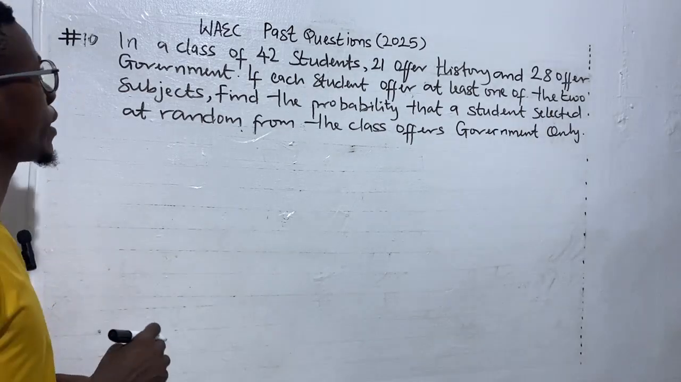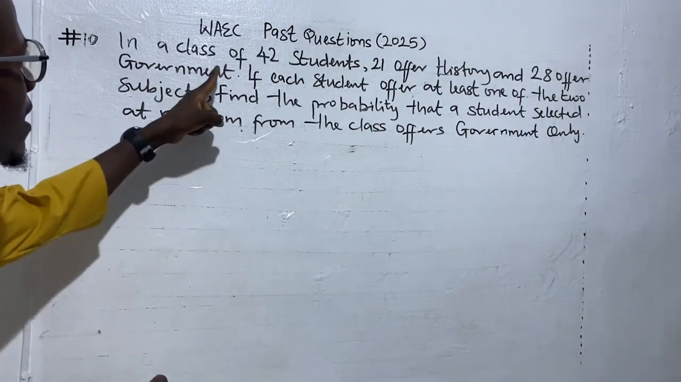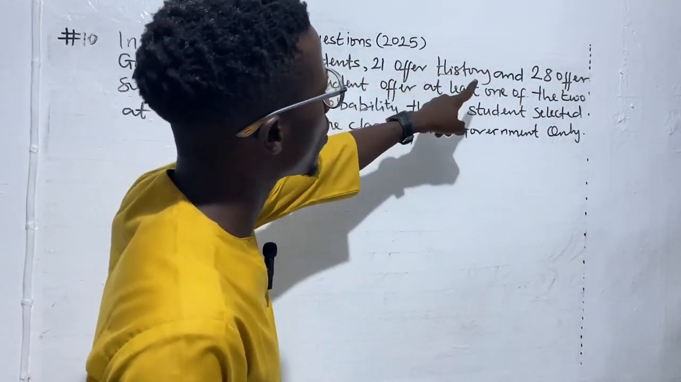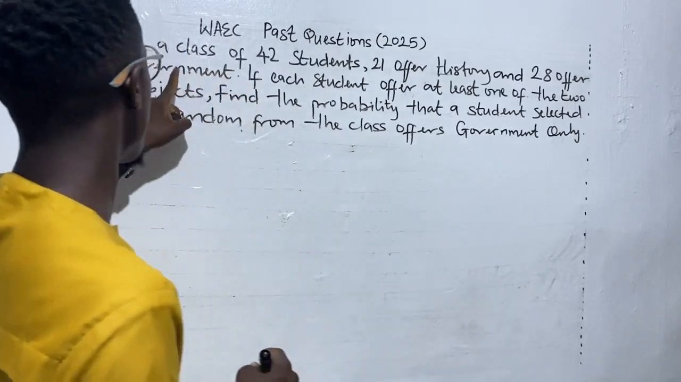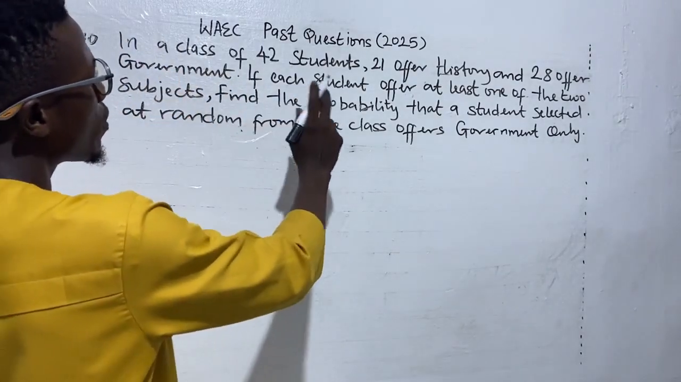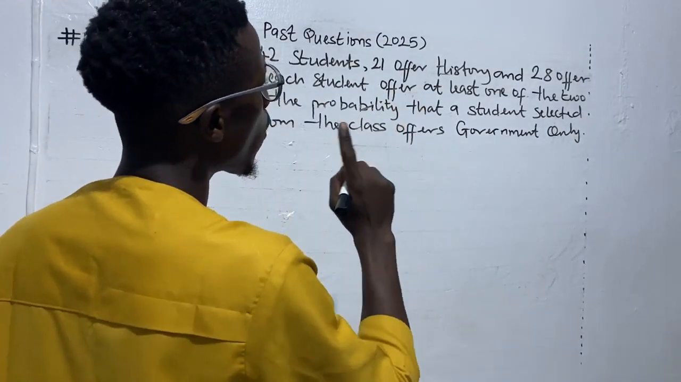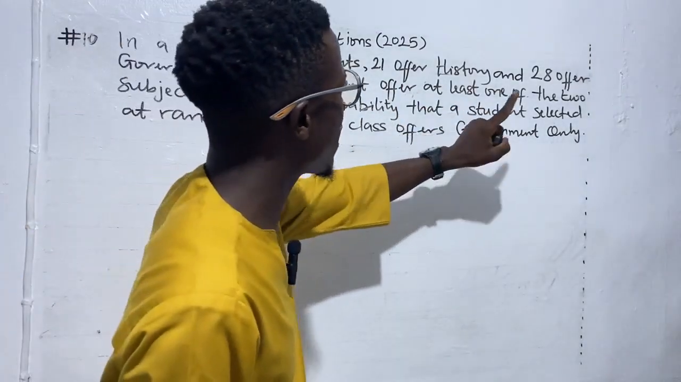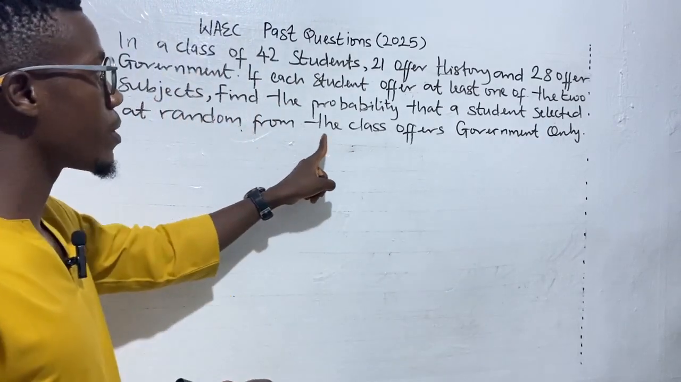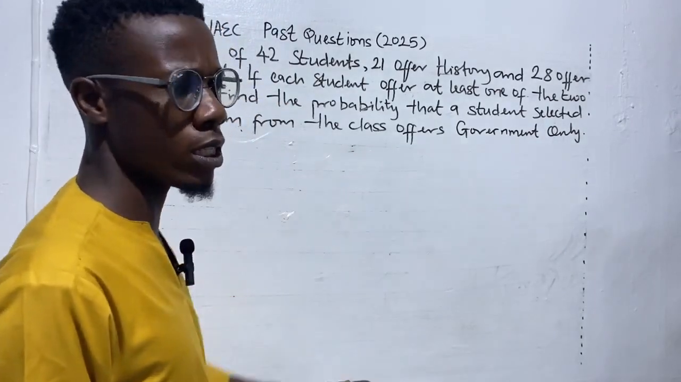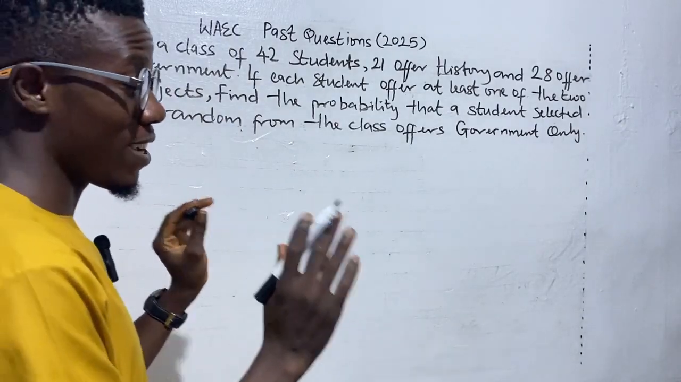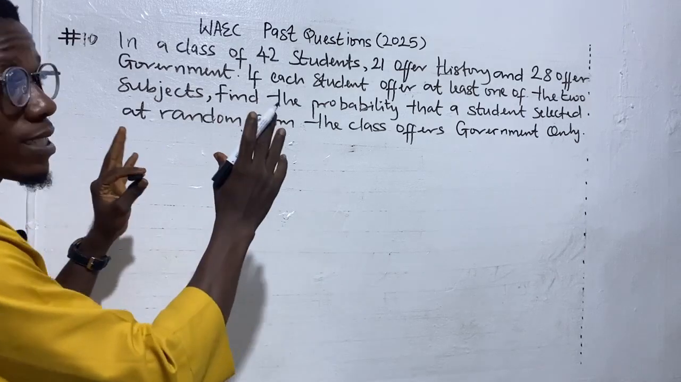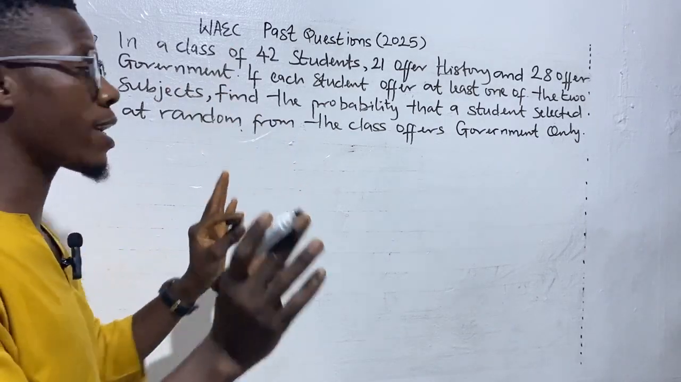Okay, this is question 10, and it says, in a class of 42 students, 21 offer history and 28 offer government. If each student offers at least one of the two subjects, find the probability that a student selected at random from the class offers government only. So the best and fastest way to deal with this question is to represent it in form of a Venn diagram.